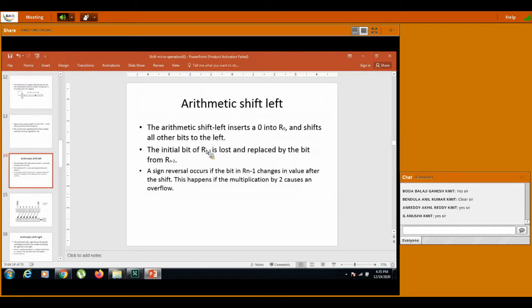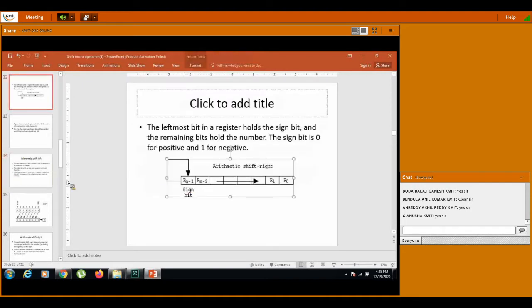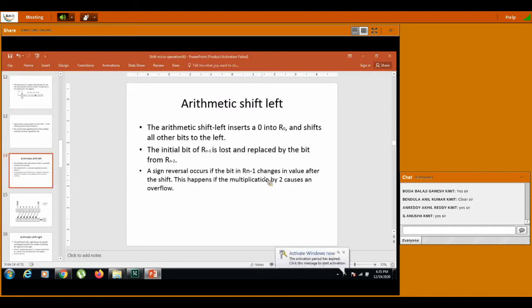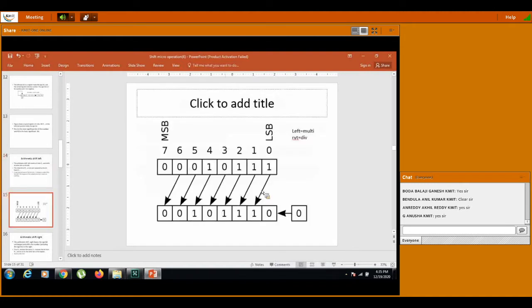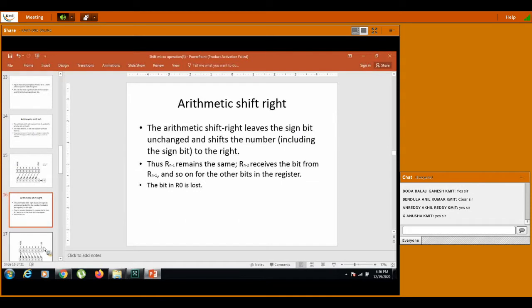Okay. Rn-1 is last. But the sign is being changed, the value of the particular bit replaced by the bit Rn-1. Okay, the sign is not changed. Right? So you are moving it like this. This is the shift left. So this is the shift right.